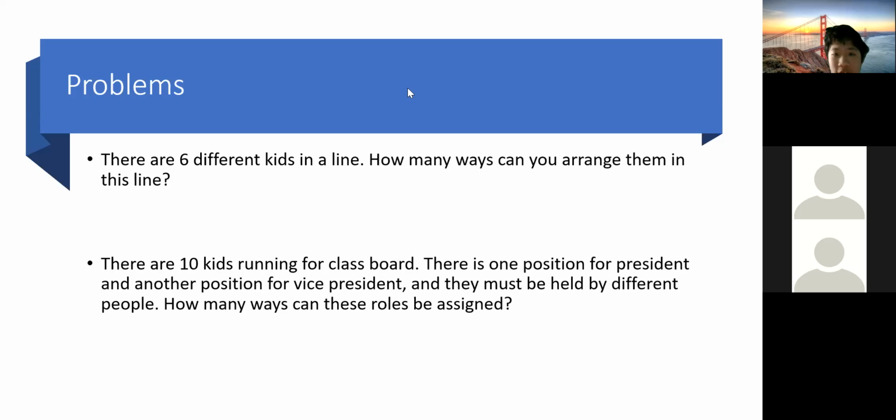Okay, so the first one is pretty easy. This is a permutation. We have 6 factorial ways, and if you were to multiply it out, that would be 720. The way this works is that we have 6 positions here. First position, we have 6 choices. That kid is already in, so the next position, we have 5 choices left. And then it goes 4, 3, 2, 1. And this is just a multiplication problem.